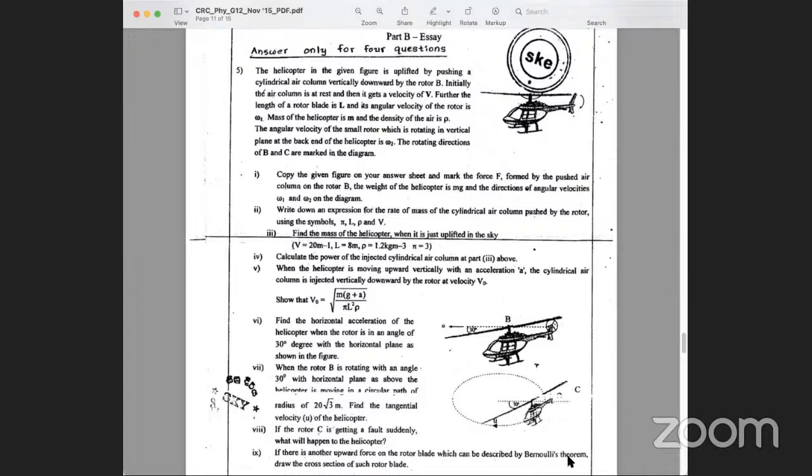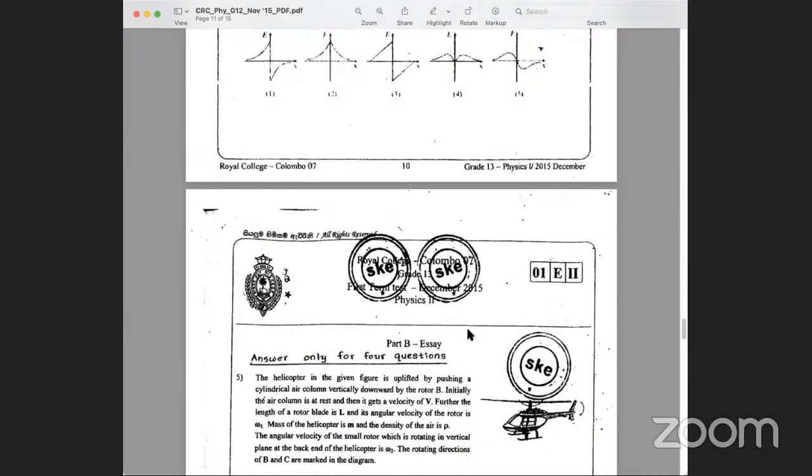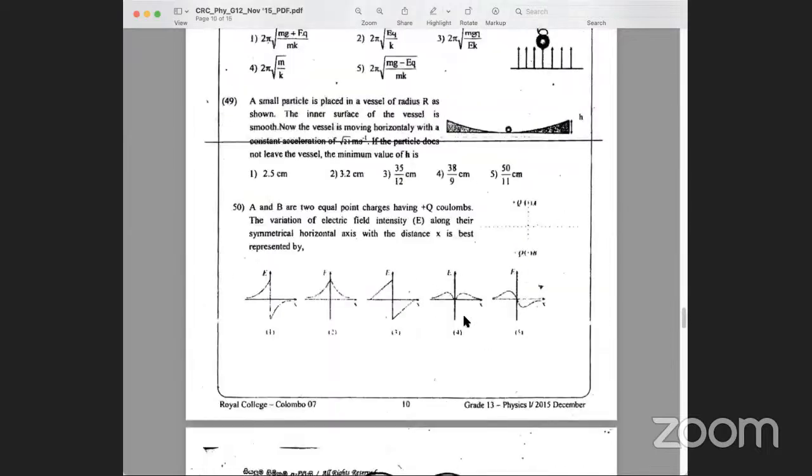This is the 2015 Colombo Royal grade 13 first term paper. It's a cool question, so you can try it. I'll post it in the group right away. Try it as homework. We'll discuss. Okay. Check the group. Once you get the question in the group, put a thumbs up to that in the group.